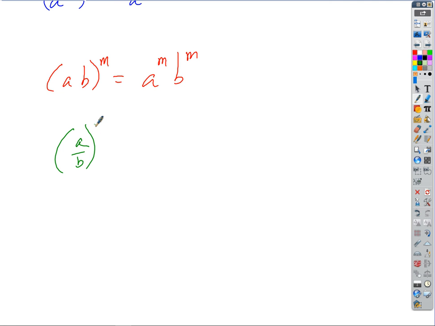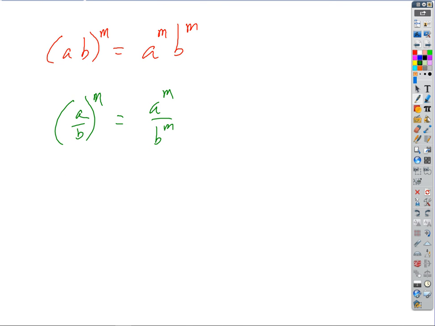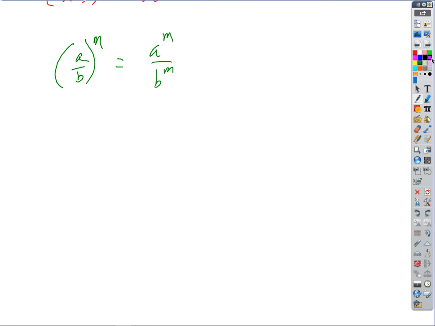Along with that, if I have a power of a quotient, what do I do? Distribute it. Okay, good. What if I have any base to the 0 power? 1. Okay.